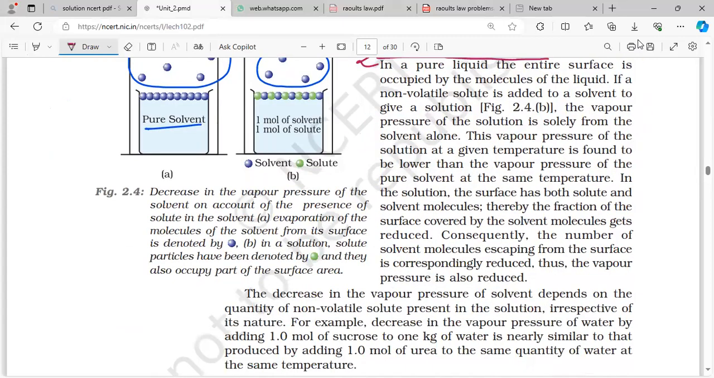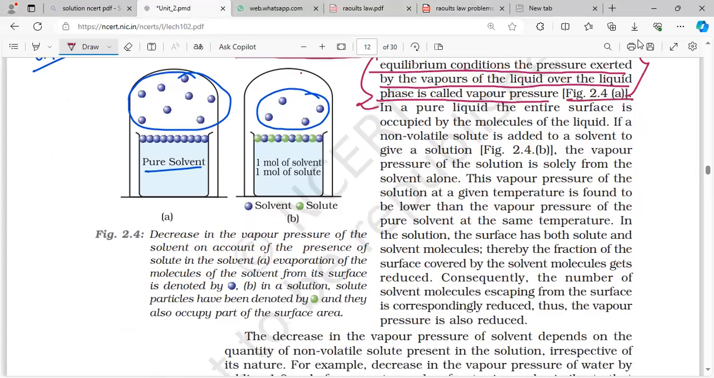Now here you see figure 2.4a. This is A. In the pure liquid, the entire surface is occupied by molecules of liquid. So it is totally vaporizing, giving more vapor pressure. Now a non-volatile solid is added to the solvent, giving the solution. The green-colored ones are non-volatile, meaning solid particles.